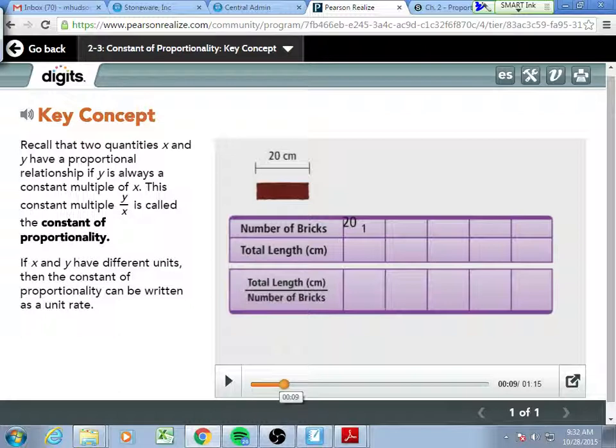So we're looking at bricks. Back when I used to landscape, we would have to measure distances that we would build a wall on and calculate how many bricks we would need based on the length of the wall and the length of each brick. So we buy some bricks that are 20 centimeters long. As we fill in this table, one brick will be 20 centimeters, and that gives me the ratio of 20 compared to 1.